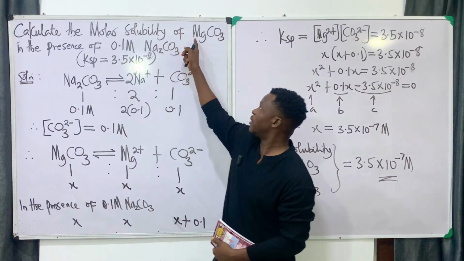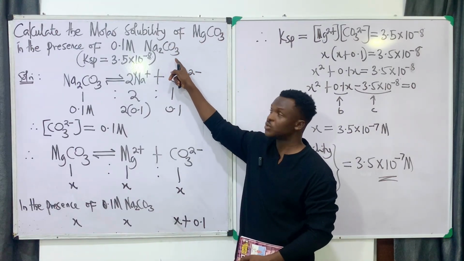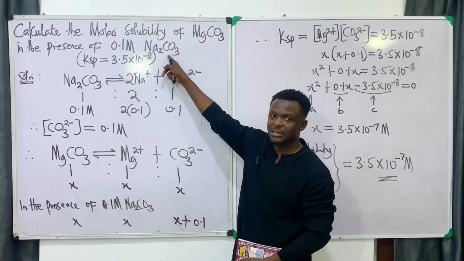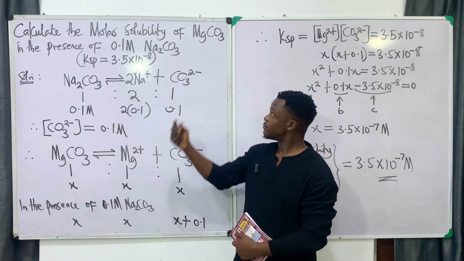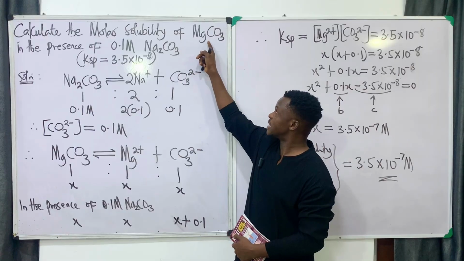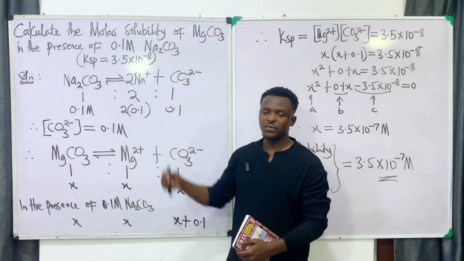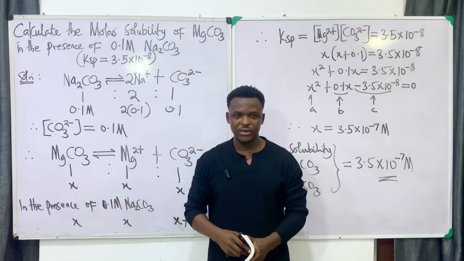Now, this sparingly soluble salt, MgCO3, was dissolved in sodium carbonate, Na2CO3. So there is a common ion between the sparingly soluble salt and the salt that it is being dissolved in. All right? Because of that, the molar solubility of MgCO3 is going to decrease.